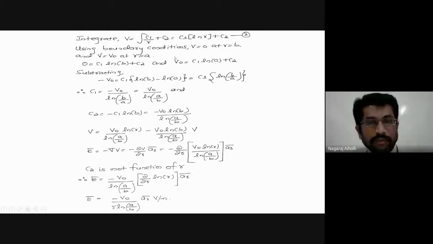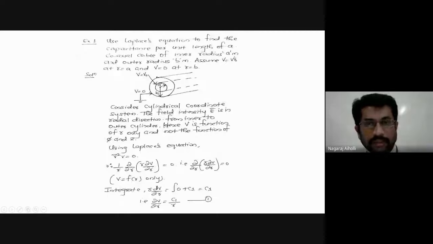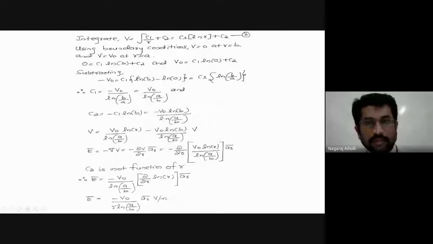Let us use the boundary conditions, which they have given in the question: V equal to 0 at r equal to b, and V equal to V0 at r equal to a. Substituting V equal to 0 at r equal to b, we get 0 is equal to C1 ln b plus C2. Then substitute in the same equation V equal to V0 at r equal to a. We get V0 equal to C1 ln a plus C2.